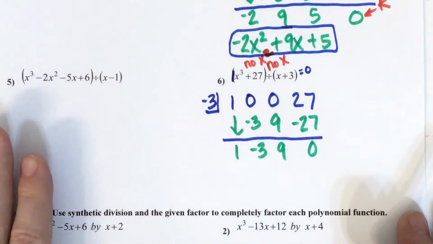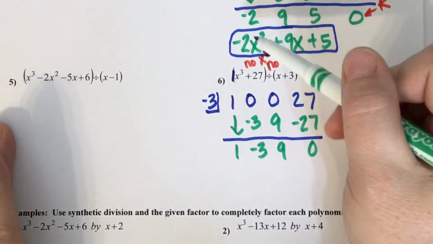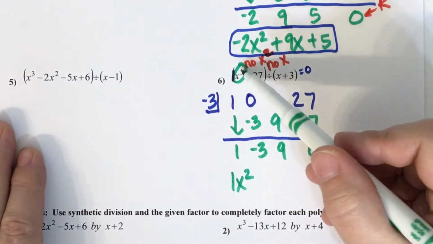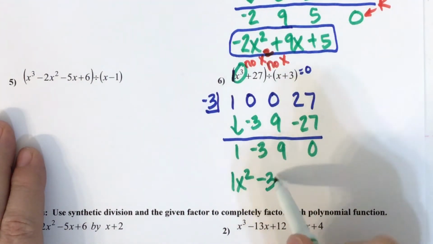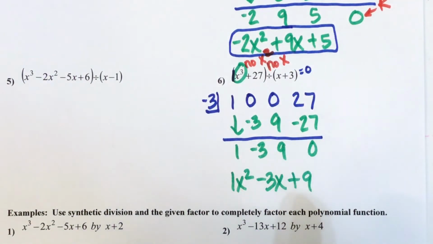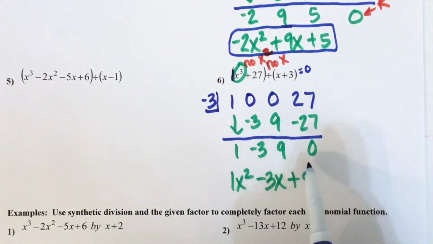Okay, now let's write our answer. It started off x cubed, so this 1 is in front of an x squared, always 1 less. The -3 is in front of the x, the 9's the constant, and the 0 is the remainder. And if your remainder is 0, you don't have to write it.